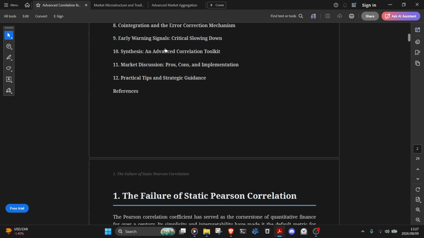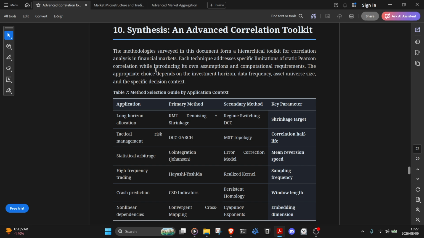Chapter 10, Synthesis, an advanced correlation toolkit. The methodologies stated in this document form a hierarchical toolkit for correlation analysis in financial markets. Each technique addresses specific limitations of static Pearson correlation while introducing its own assumptions and computational requirements. The appropriate choice depends on the investment horizon, data frequency, asset universe size, and the specific decision context.